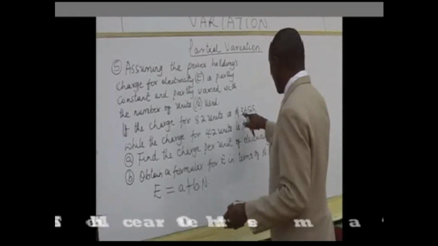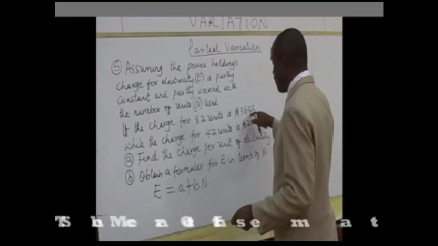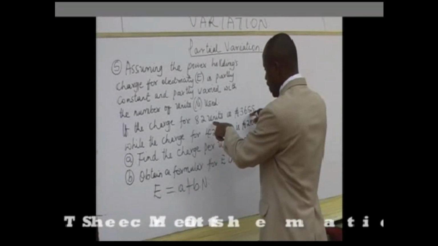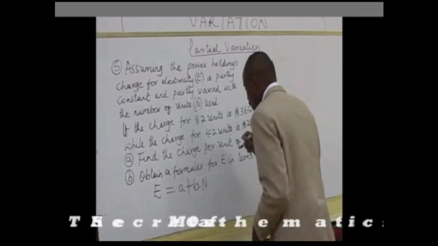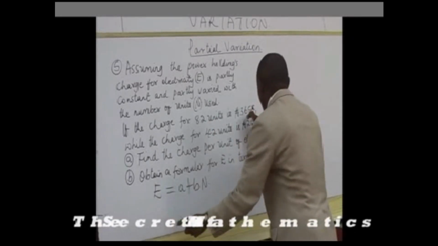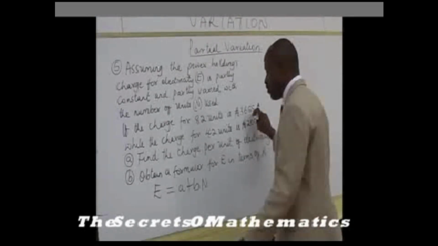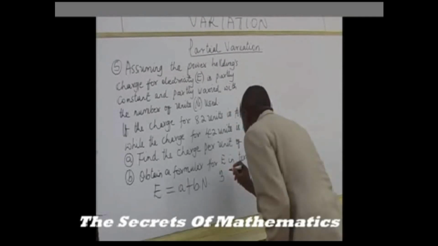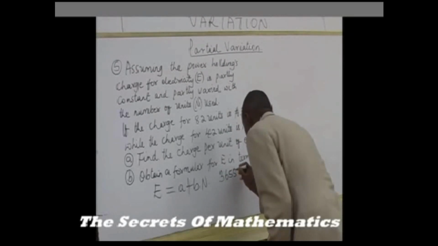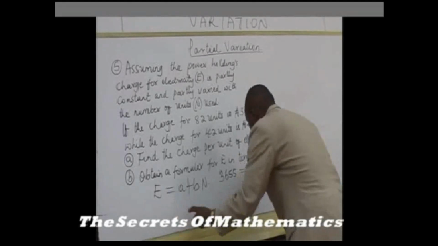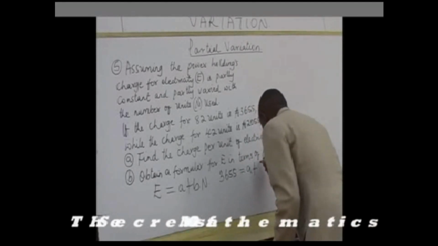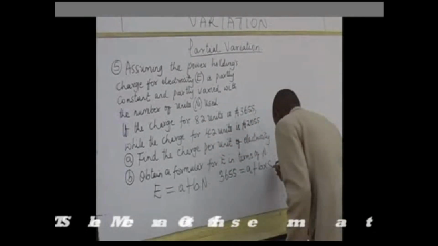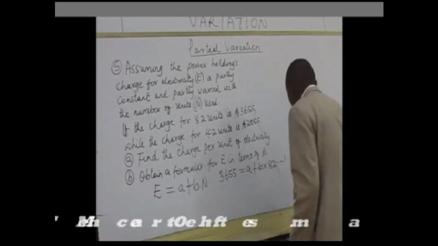First of all, they say for 3,655 naira, it is 82 units. So use 3,655 to replace E in this equation. So we are going to have 3,655 is now equal to A plus B times the number of units, which is 82. This is now our equation 1.